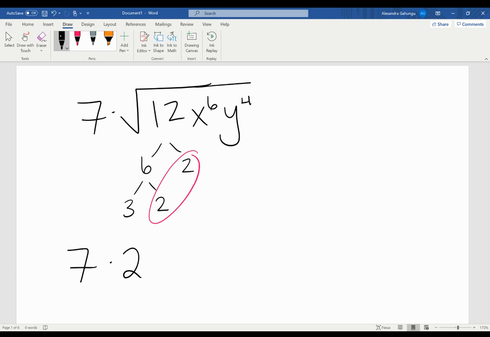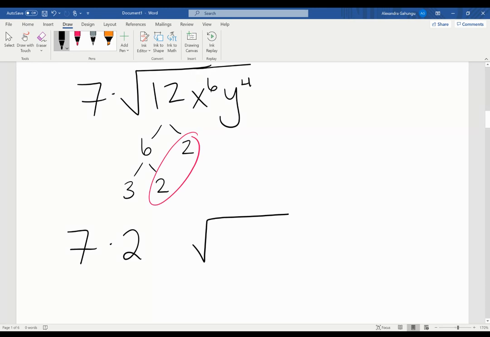My final answer is going to be down here. I'll do all the work on the side. And then I'll leave a little bit of space because there's probably something that's going to have to stay in the house. What stays in the house? It's the 3 that didn't have a buddy. So the 2 was able to leave the house, the 3 stays in.